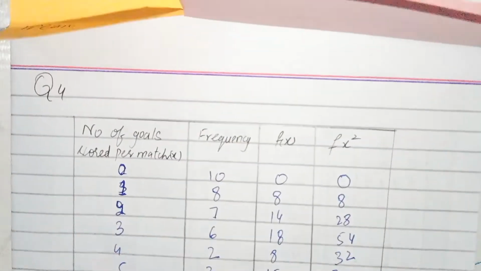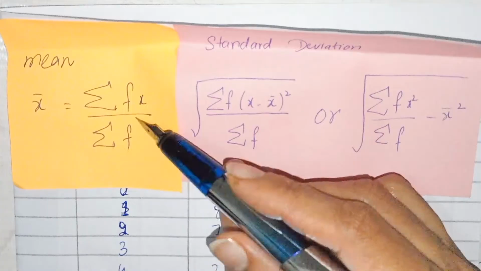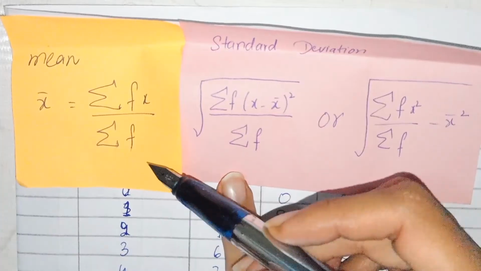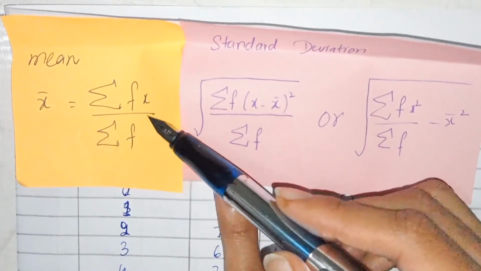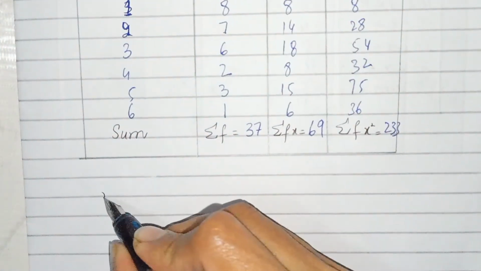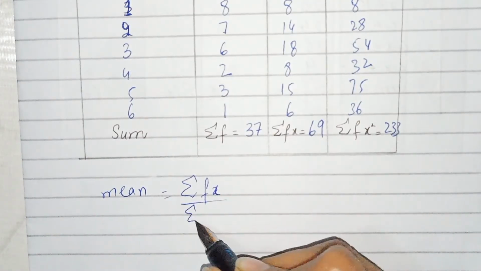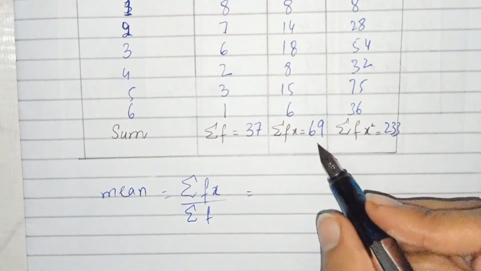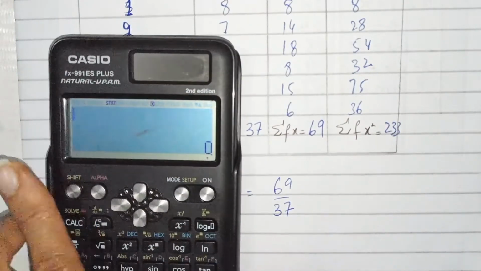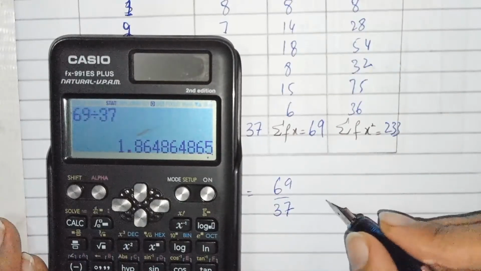And you can see in the formula, this is the value of the mean. First we have to find the mean, then we have to put the value in this formula. The formula of mean is sum of fx over sum of f. Sum of fx is 69 over 37. 69 divided by 37, and we get 1.86.